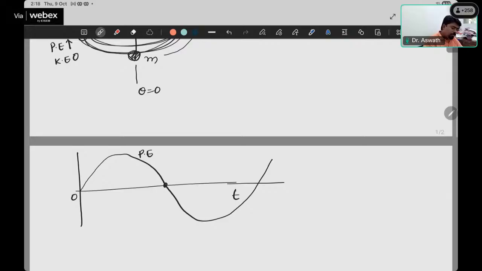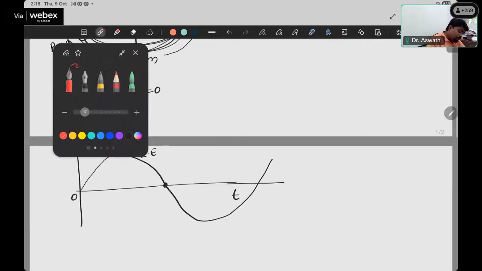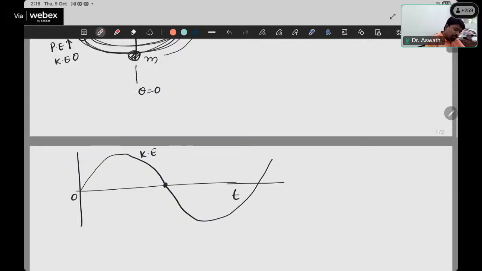Okay, right? So the kinetic energy I'm drawing. Kinetic energy is 0, increases to maximum and then reaches 0 value, increases in the negative value. I just plotted the kinetic energy. If I plot potential energy, it is exactly opposite. What I mean is, initially I am holding it, it doesn't have kinetic energy, so it goes in the opposite way.